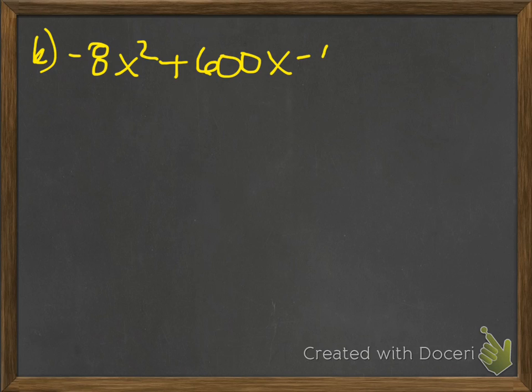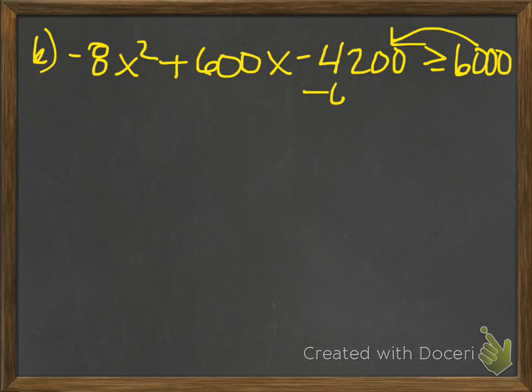Number 6 is just a word problem that involves the same thing. I'm writing it out like there's the function, -8x squared plus 600x minus 4200, greater than or equal to 6,000, because I want a profit of at least 6,000, which means the function has to be greater than the profit. So I move the 6,000 over, subtract, I get negative 10,200.